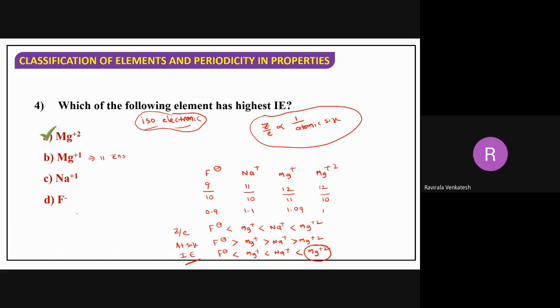So I can write for you: Z by r ratio is directly proportional to ionization potential. Is it correct or not? Tell me better. Yes, sir. In this way we can easily identify. You don't need to write much here, there is nothing to think about; you just have to identify the number, 0.9, 1.9, 1. After identifying, you can remember it. Yes, next.